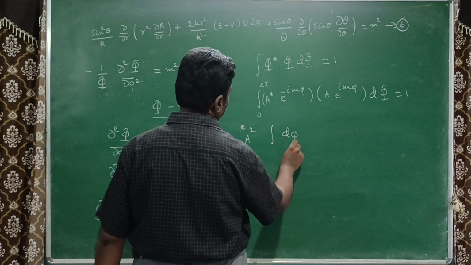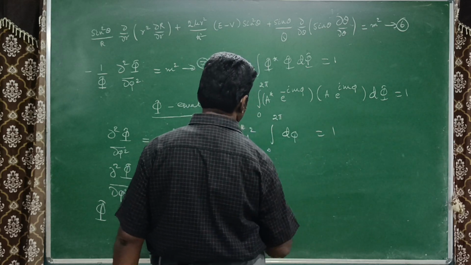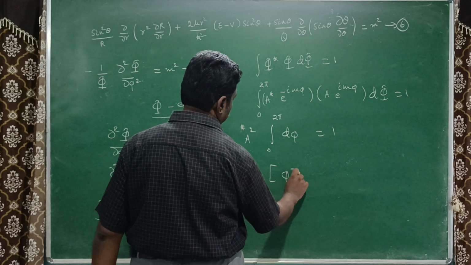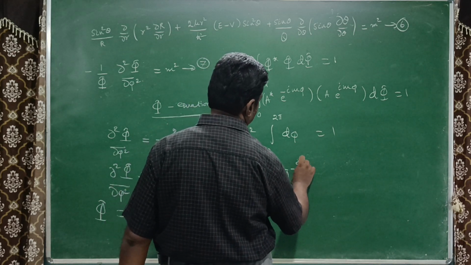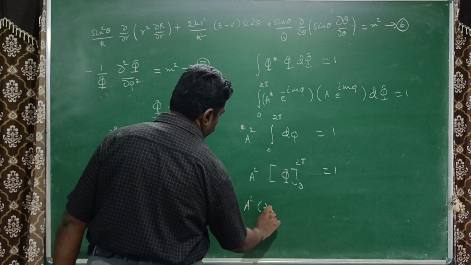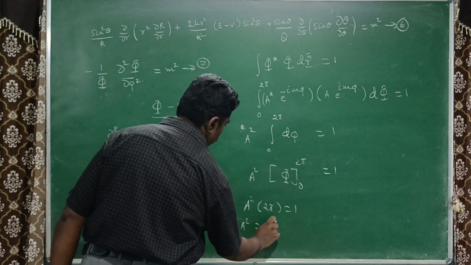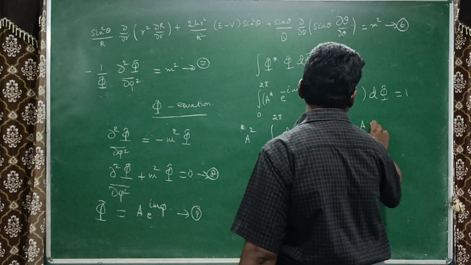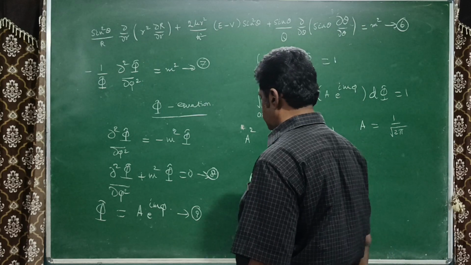Integral d phi, limits varying from 0 to 2 pi, equals 1. A square, if you integrate this, we get phi, limits varying from 0 to 2 pi, equals 1. A square into 2 pi is equal to 1. Then A square is equal to 1 divided by 2 pi. Therefore, A equals 1 divided by square root of 2 pi.